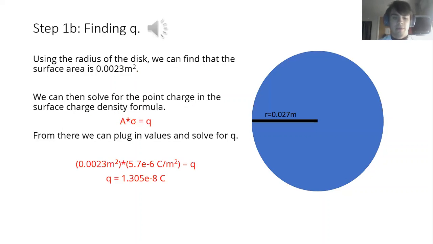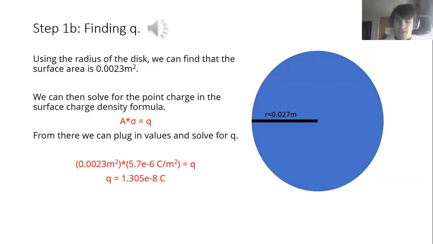To do that, I have calculated the surface area, which is really easy. It's just radius squared times pi, and I got that to be 0.0023 meters squared. Now you can solve for the point charge in that surface charge density formula. You just isolate Q, and you'll get the surface area times the density, which I have written out in red. Then from there, you can plug in the values that we know.